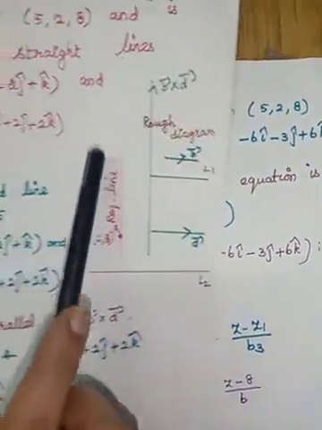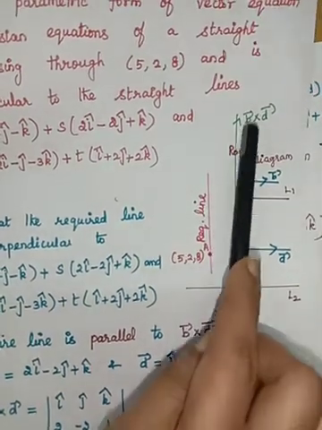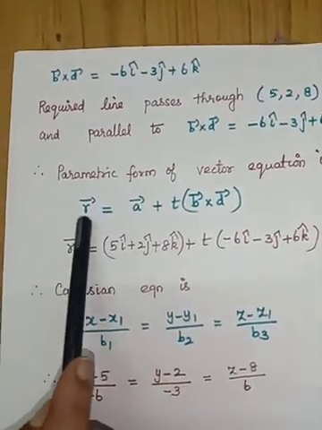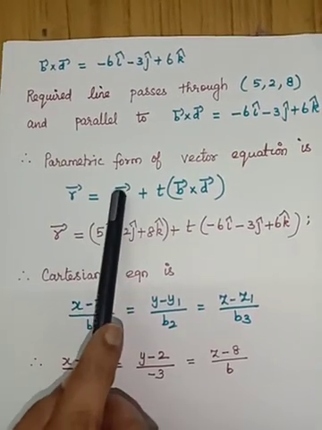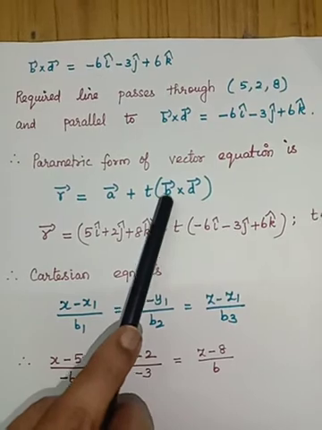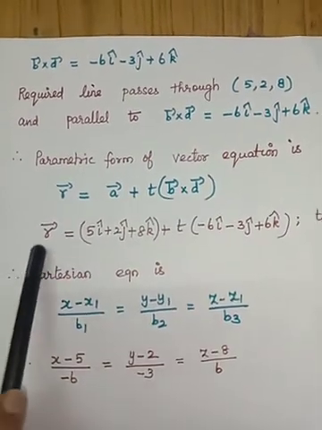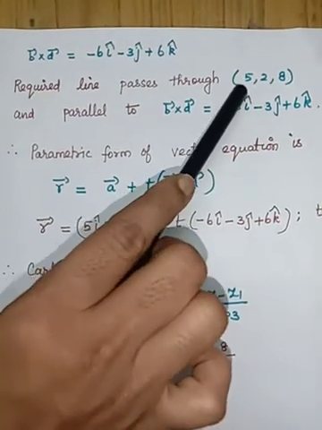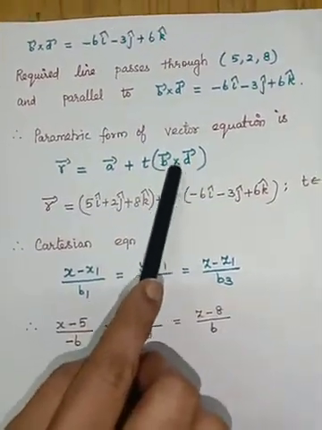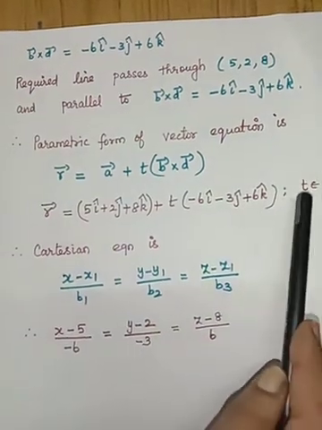Now what do you have about the required line? Already it is given that the required line passes through 5, 2, 8, and your required line is parallel to b vector cross d vector. So one passing point and one parallel vector are there. We can write the parametric form of the vector equation as r vector is equal to a vector plus t into b vector, as given in the problem. Now which vector is parallel here? b vector cross d vector. So I have written t into b vector cross d vector. Which is your a vector? The passing point. So it will be 5i cap plus 2j cap plus 8k cap plus t into the parallel vector, minus 6i cap minus 3j cap plus 6k cap, where t belongs to R.